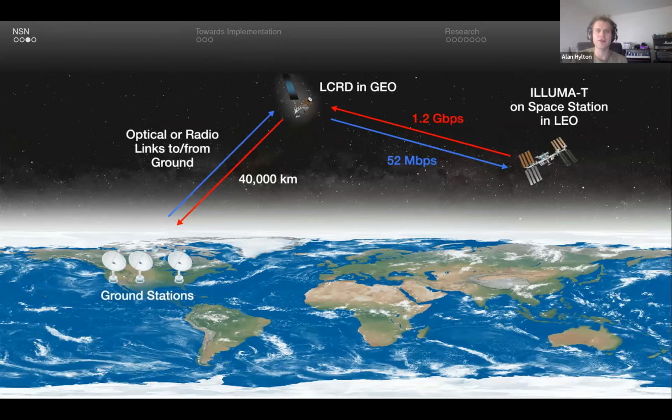Yeah, the LCRD satellite is up and checked out, and we're hoping to start running these DTN tests that I've been alluding to towards the end of this calendar year, in preparation for Illuma-T testing, which will probably happen in the middle of the next calendar year. So that's the timeline we're looking at.